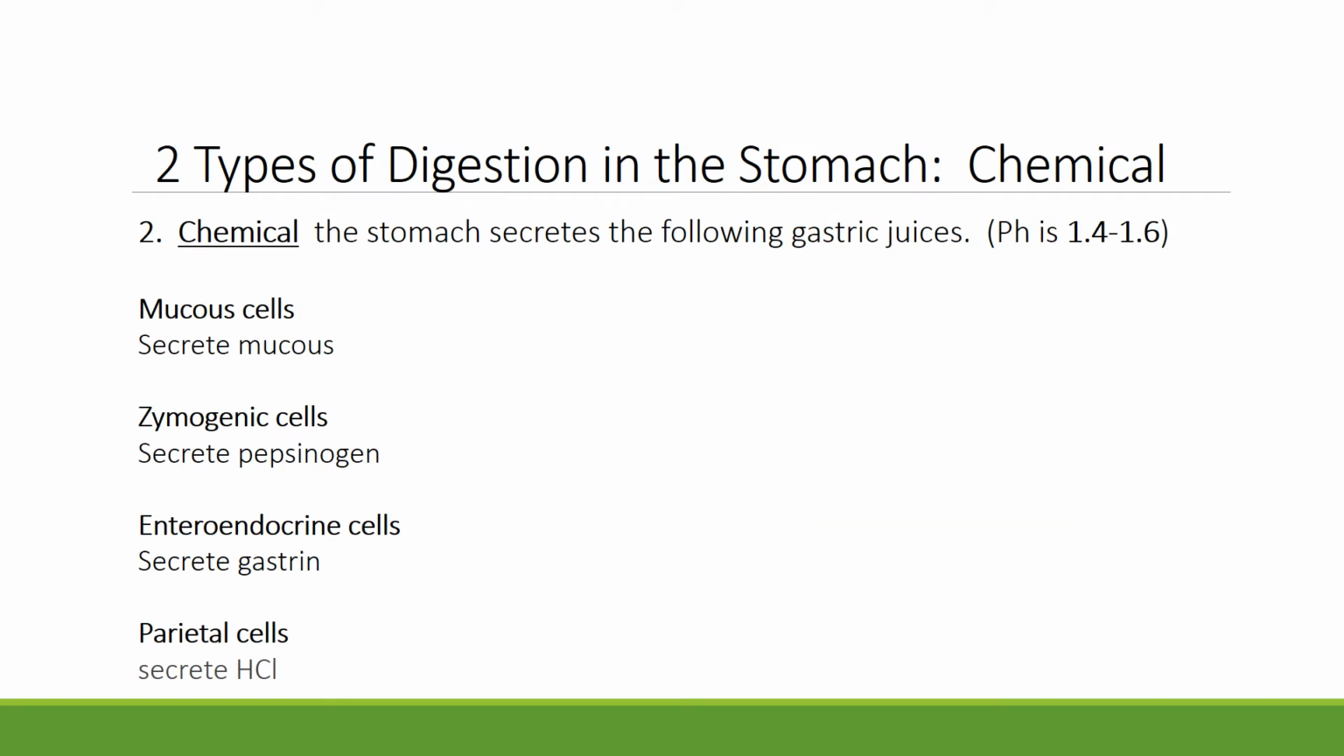The second type of digestion that occurs in the stomach is chemical digestion. The stomach secretes gastric juices that are colorless and watery in consistency and have a pH between about 1.4 and 1.6. Those digestive juices come from mucus cells, which secrete mucus, zymogenic cells that secrete pepsinogen, enteroendocrine cells that secrete gastrin, and parietal cells that secrete HCl. It's this HCl that gives these gastric juices such a low pH.